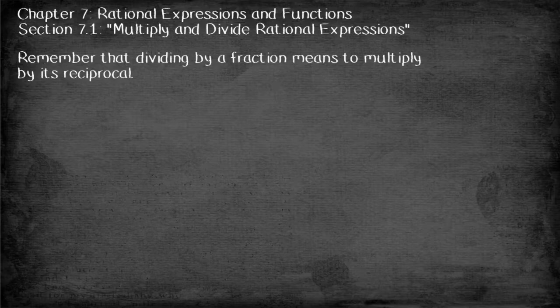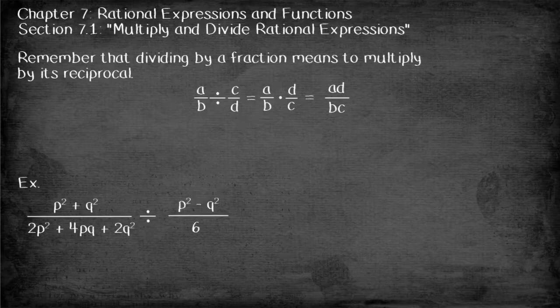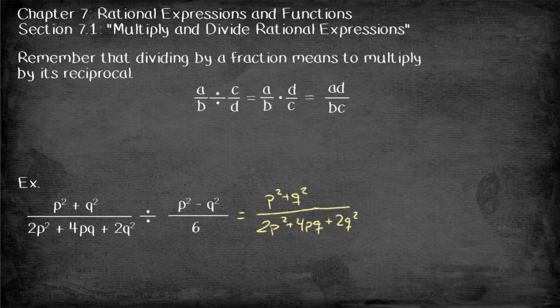So we've done a lot of multiplying. Let's do some dividing now. Remember that when we divide by a fraction, we're actually multiplying by its reciprocal. A over b divided by c over d is really saying a over b times d over c. For an example, we have this one here. It works the same way as with dividing rational numbers. This would be p squared plus q squared over 2p squared plus 4pq plus 2q squared times the reciprocal of that second fraction.